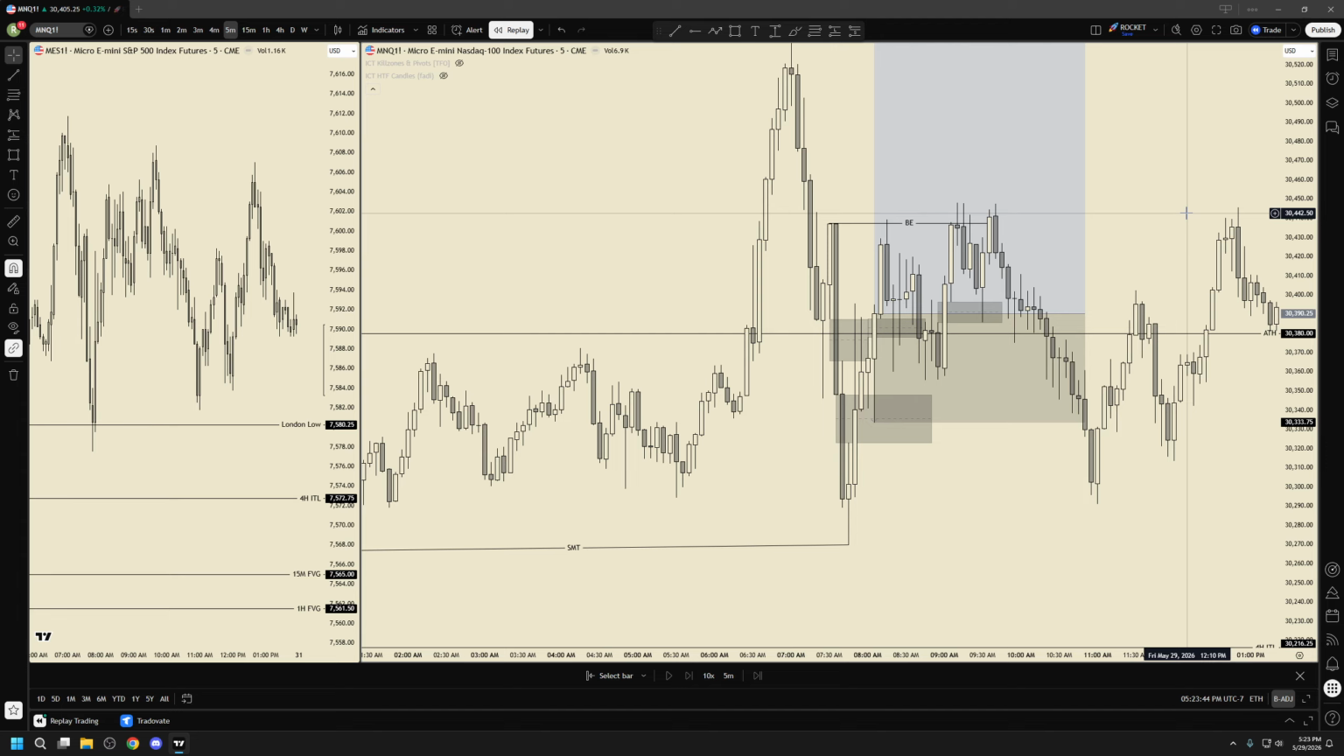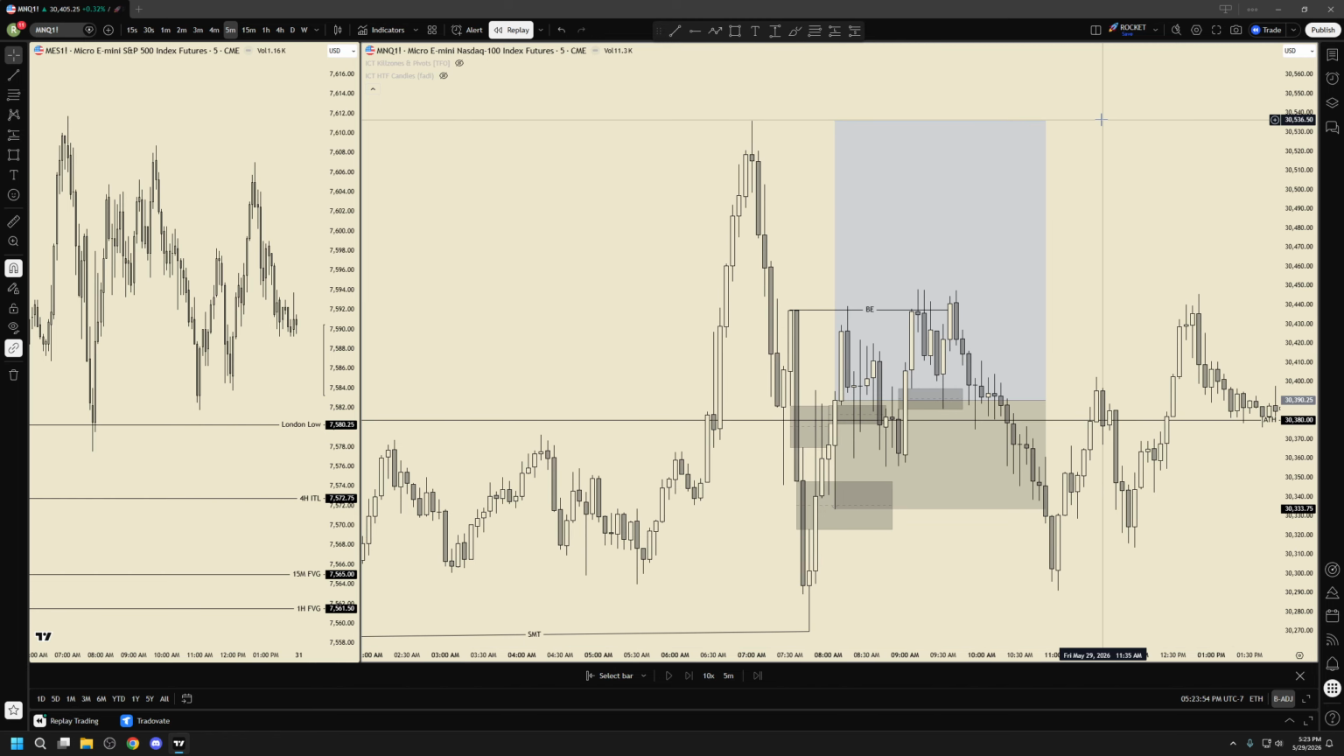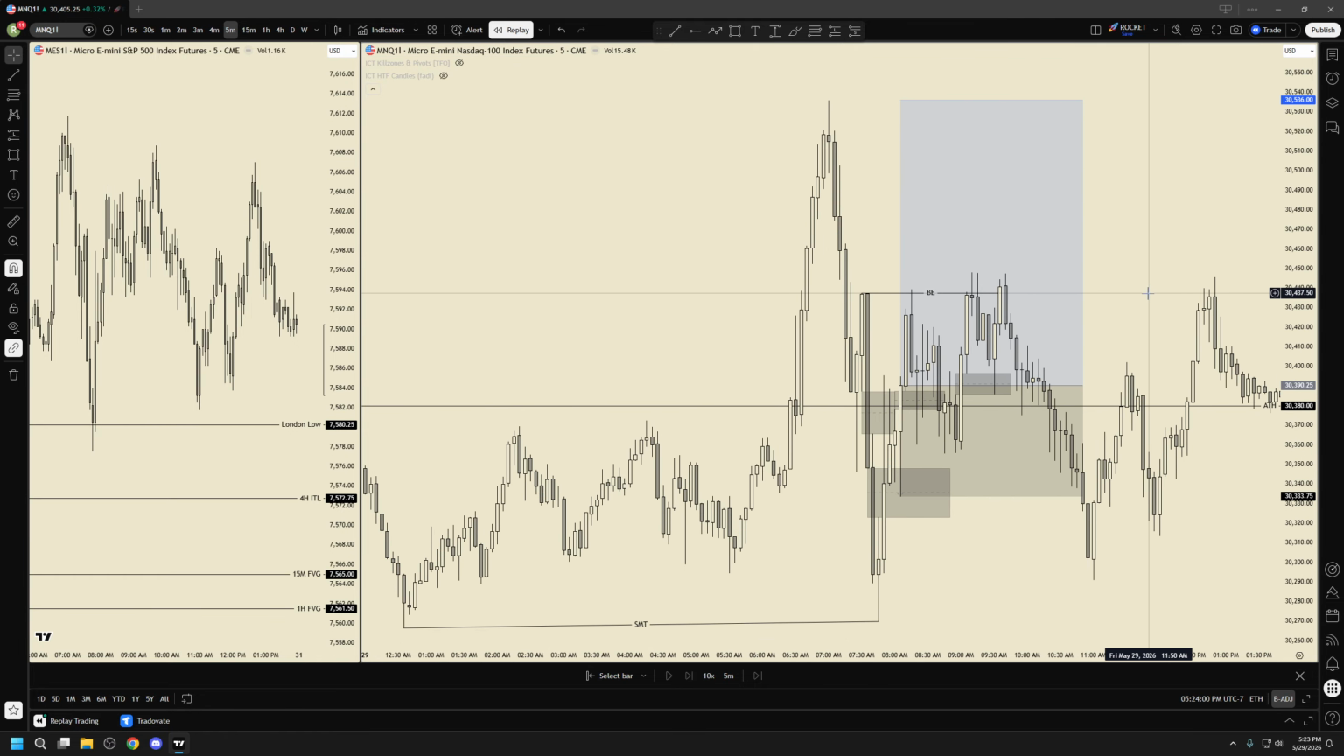I had a manipulation lower, 2 times 5-minute gaps inversed, as well as my break even eventually hitting my stop loss. That's a good sign that, in the future, if I had to take this trade again, my break even saved me from taking a bigger loss than I should have.